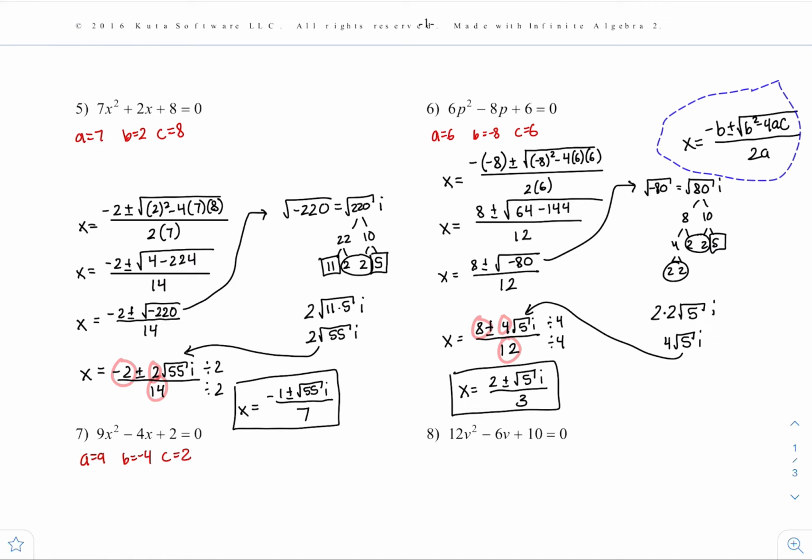Now we are going to replace the square root of negative 56 with 2 square root of 14i all over 18. Now notice we have a 4, 2, and 18, so that means we can divide top and bottom by 2. So x is going to equal 2 plus or minus the square root of 14i all over 9. And that is what you should have gotten for your answer.